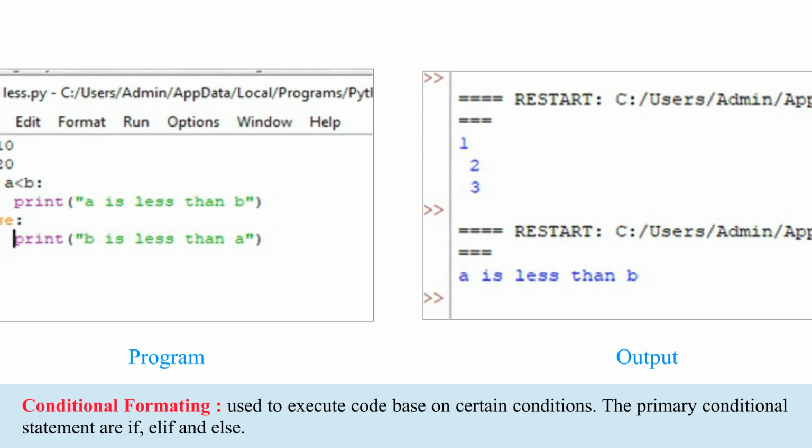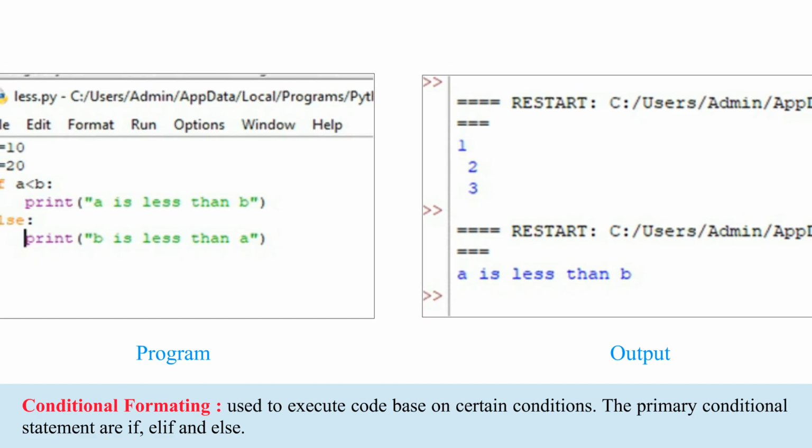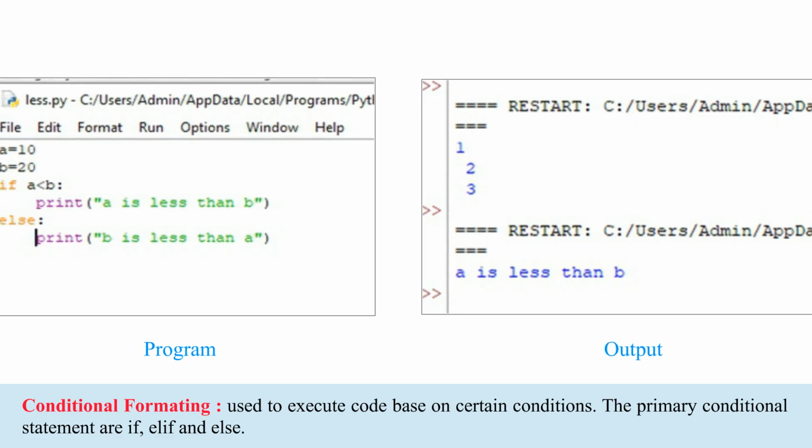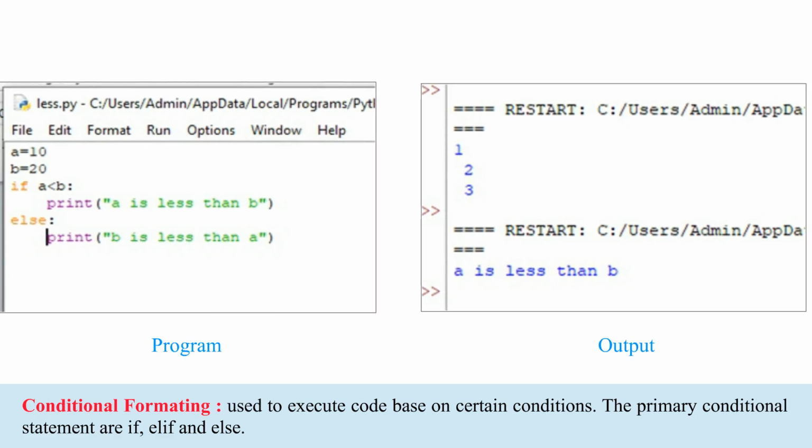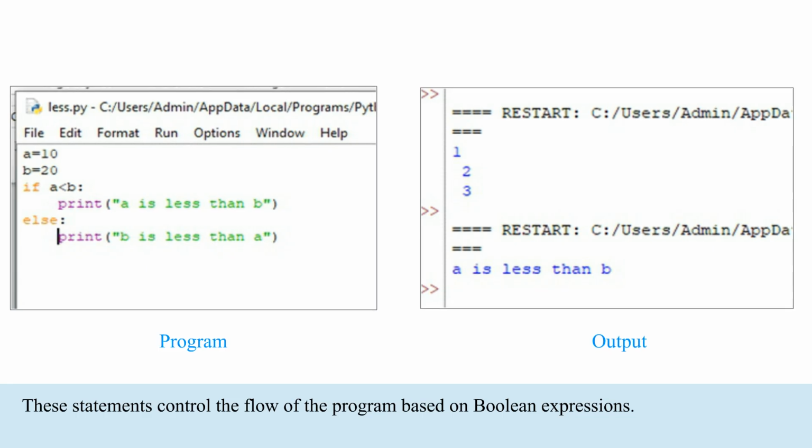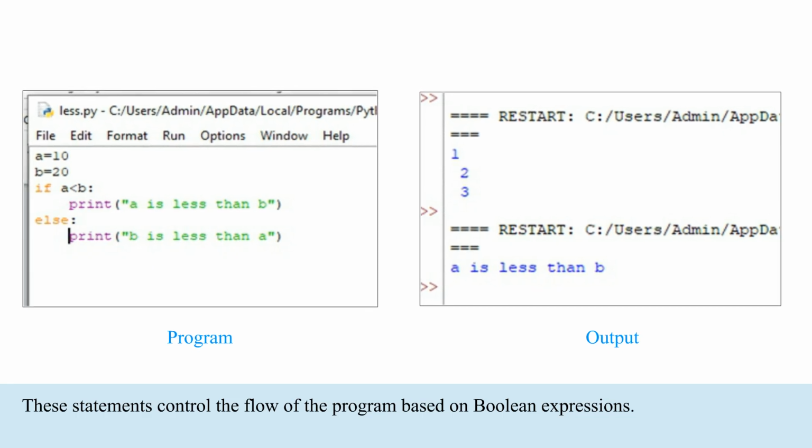Conditional statements are used to execute code based on certain conditions. The primary conditional statements are if, elif and else. These statements control the flow of the program based on Boolean expressions.